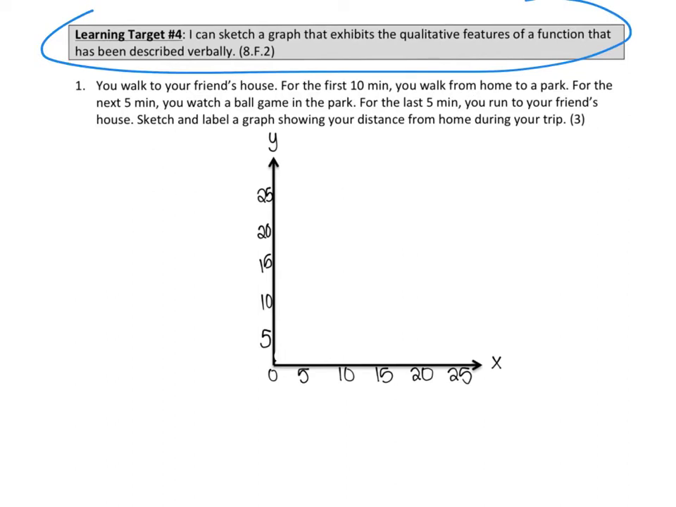So with this problem, you walk to your friend's house. For the first 10 minutes, you walk from home to a park. For the next 5 minutes, you watch a ball game in the park. For the last 5 minutes, you run to your friend's house. Sketch and label a graph showing your distance from home during your trip.